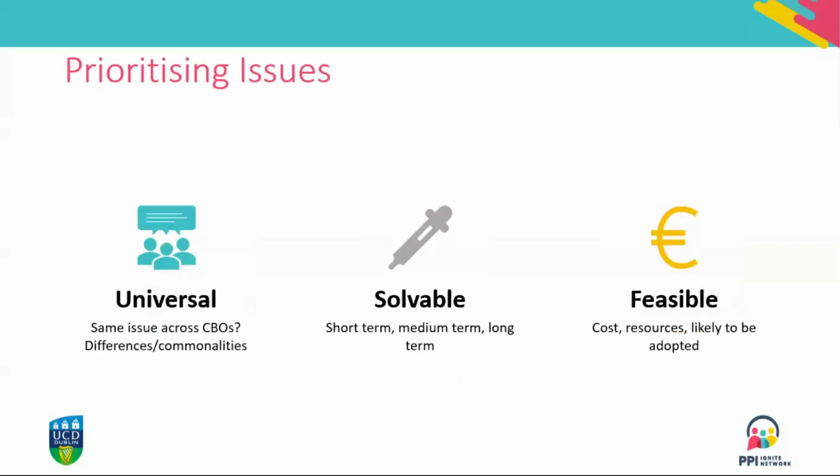So when we were looking at prioritizing the issues, we looked at it across 3 different lenses. We wanted to understand how universal some of the issues that were brought up actually were and how different they were. Because as I mentioned, when we talk about charities, it's hugely different types of organizations within that umbrella term. We also wanted to look at how solvable issues are. Some issues are more solvable than others, and some are more solvable in the short term, medium or long term, and then how feasible they were. So if we did come up with the solution, how likely was it that somebody could actually adopt this without there being too much cost or resources needed?